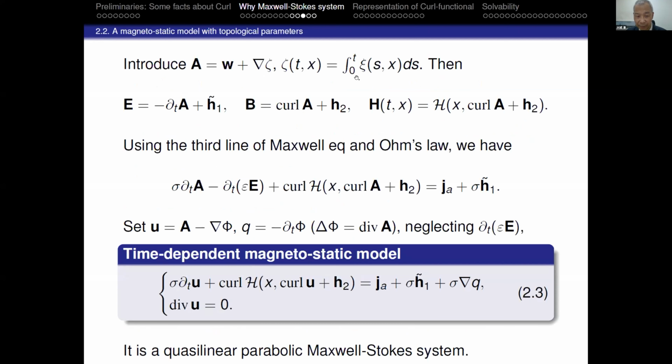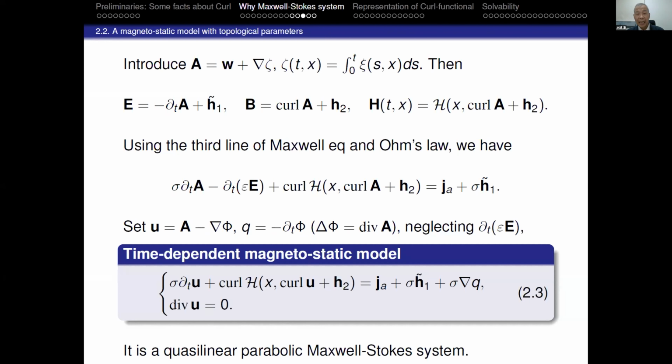Theta is the integral of Cassi. You can derive this equation, okay? And then you make a little bit more simplification, and finally you have the time-dependent equations. This U is the magnetic potential. So sigma partial T U plus Q of H of Q of U plus H2 equal GA plus sigma H1 plus sigma gradient Q. And here, U is the magnetic potential, H1 is the Neumann field, H2 is the Dirichlet field. Okay. And you have extra gradient field.